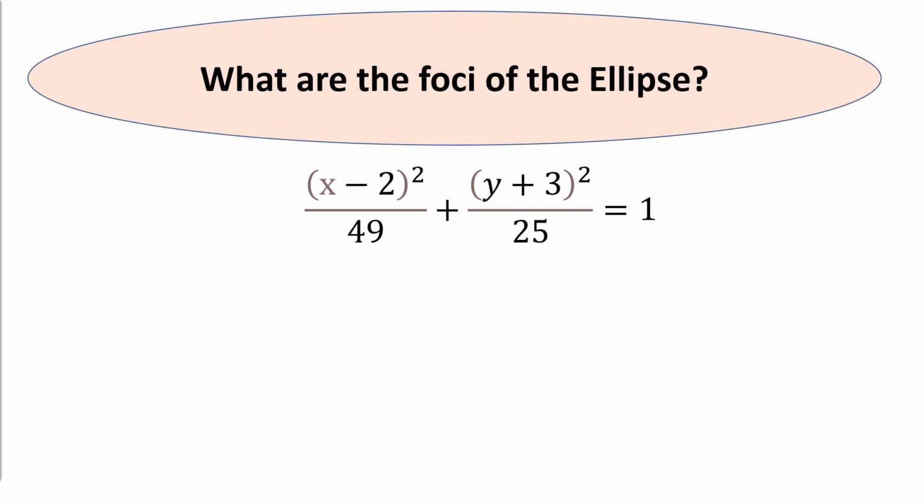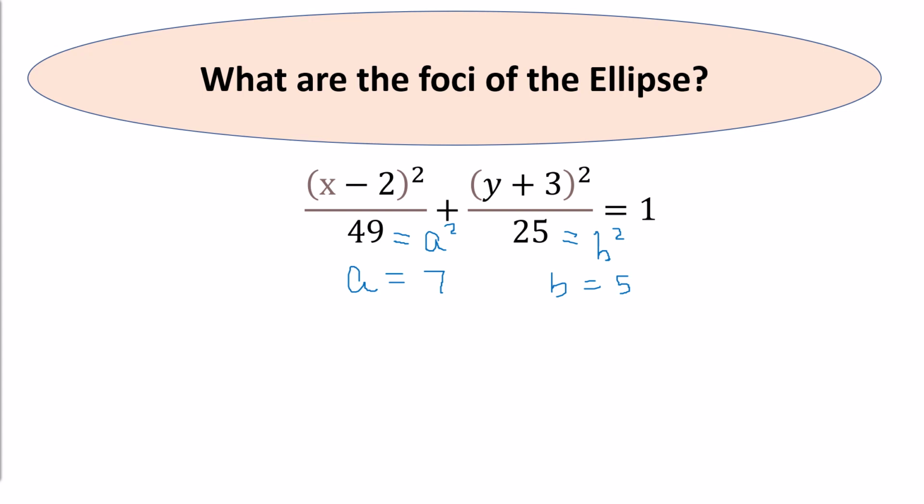Now we want to find the foci. So let's look again and identify A and B. A goes with the larger denominator. So this is A squared and this is B squared. Take the square root of A squared of 49 and you get A is equal to 7. Take the square root of 25, B is equal to 5.